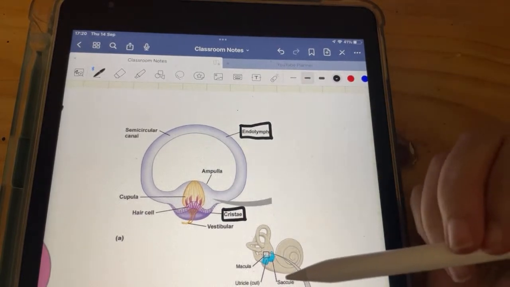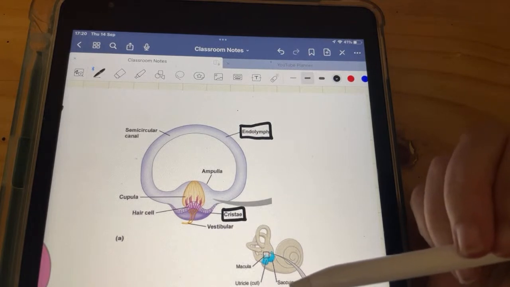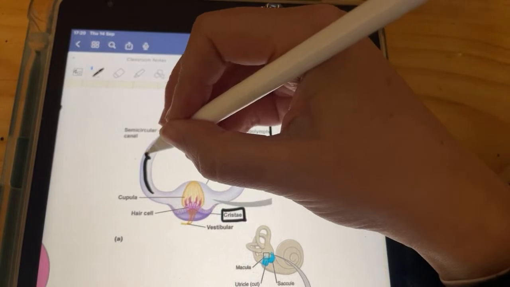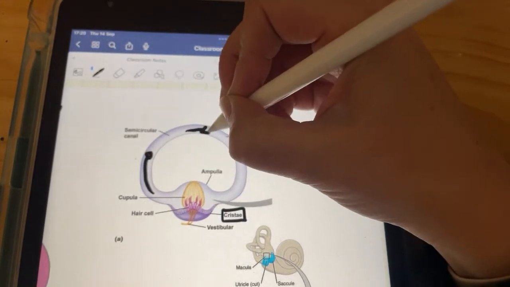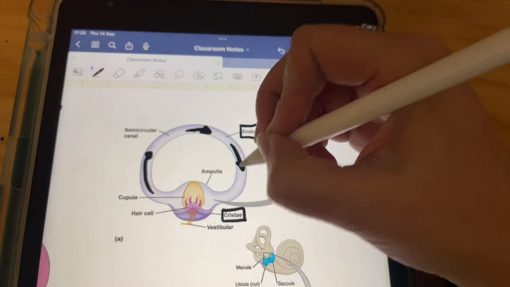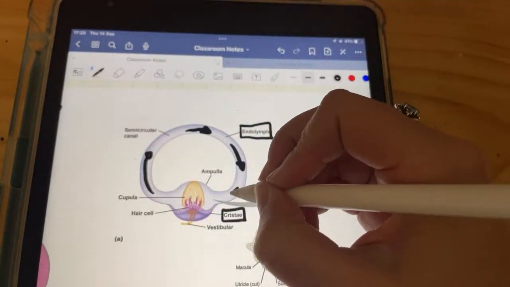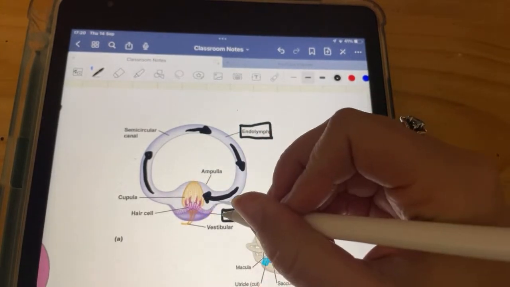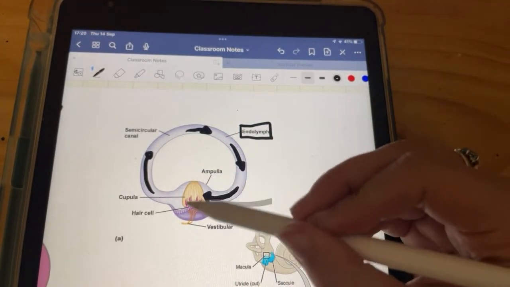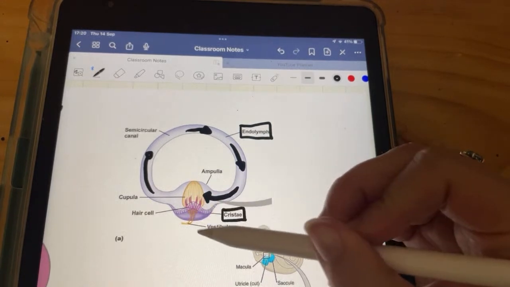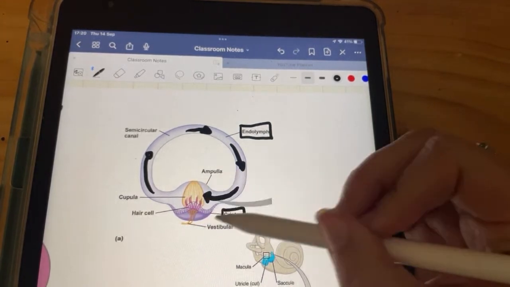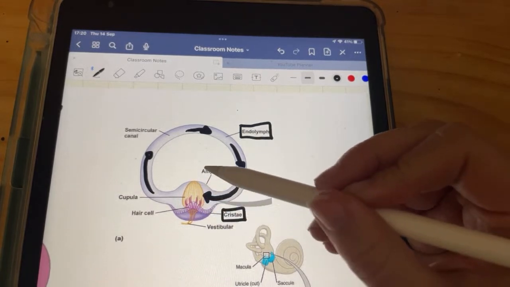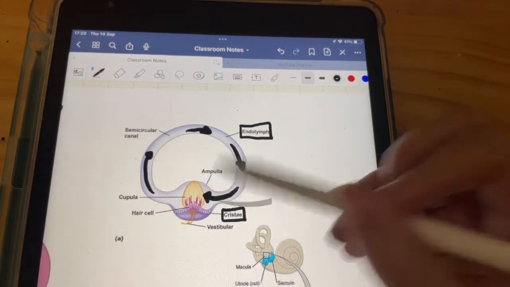So what happens is when you're moving your head forwards, backwards, up, down, left, and right, the endolymph sloshes inside here. If my arrows are showing the direction in which the fluid is moving, it moves around the semicircular canal and comes around here and stimulates our cristae. The cristae is our sensory receptor. It is the thing that is receiving the information, and that is the thing that is going to help us correct our balance.